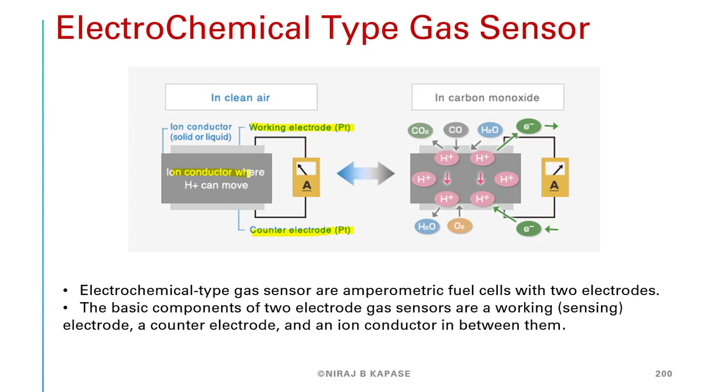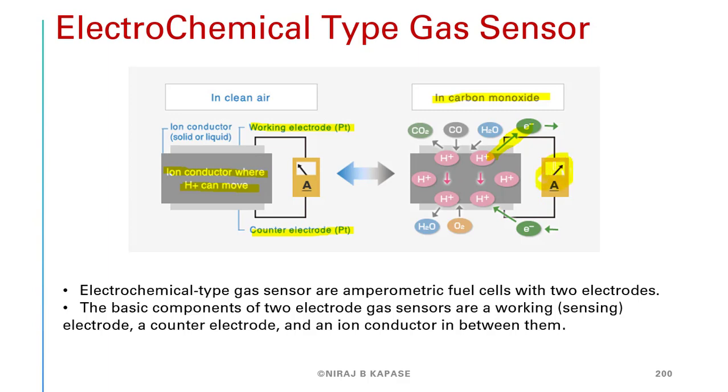Due to the compositions available in the air, this H plus will move and the concentration of H plus will change. The ion conductor can be solid or liquid, both types are used. In the presence of carbon monoxide, the H plus will move somewhere, and the sensor will detect this. Thus it generates electricity, or some potential difference, and the detector will show the current.